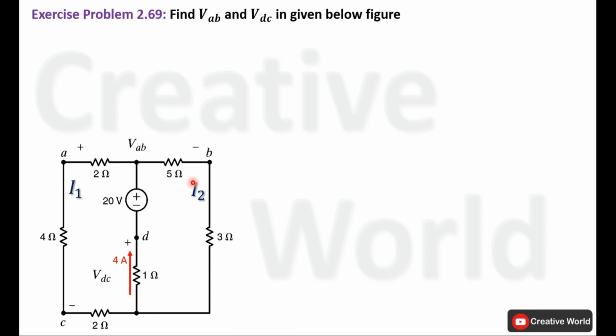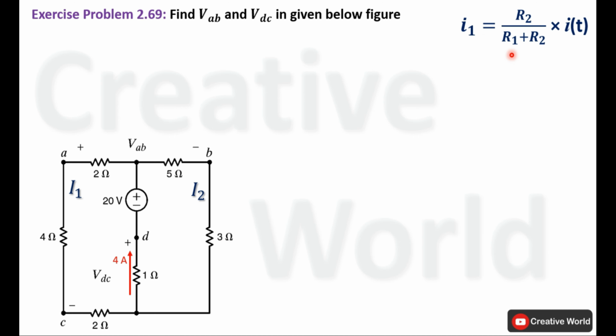Now apply current divider rule to calculate current I1. For the calculation of current I1, this equation will be followed. In this equation, I1 is equal to R2 divided by R1 plus R2 multiplied by I_T. I_T is total supplied current. In our case, it is 4 ampere. R2 is the resistance of the opposite branch and value of R2 will be the sum of 3 ohm and 5 ohm.